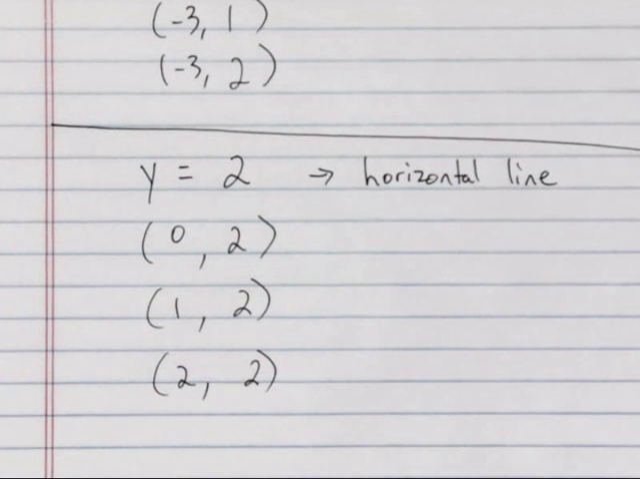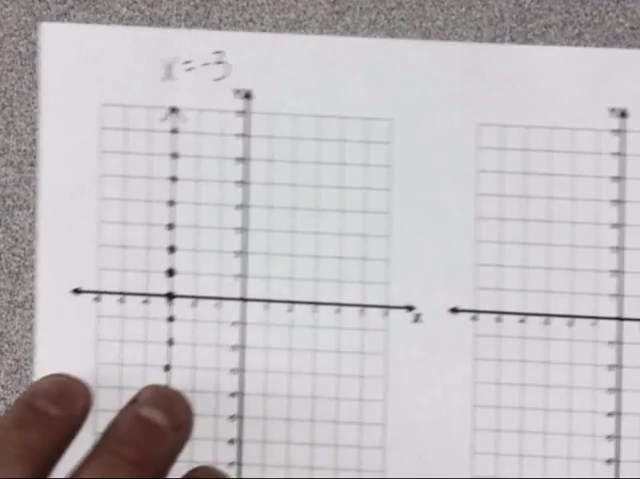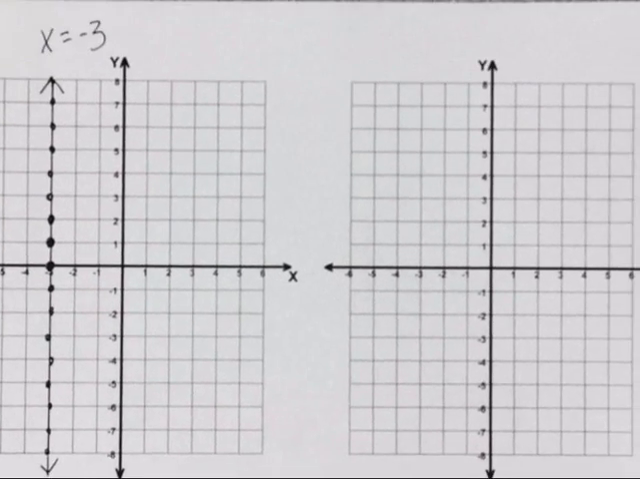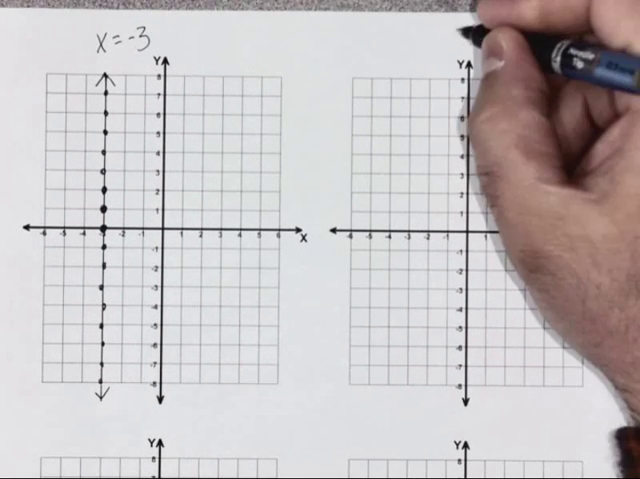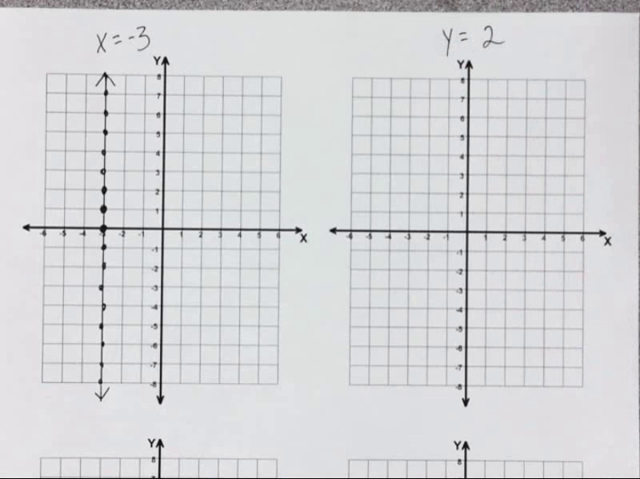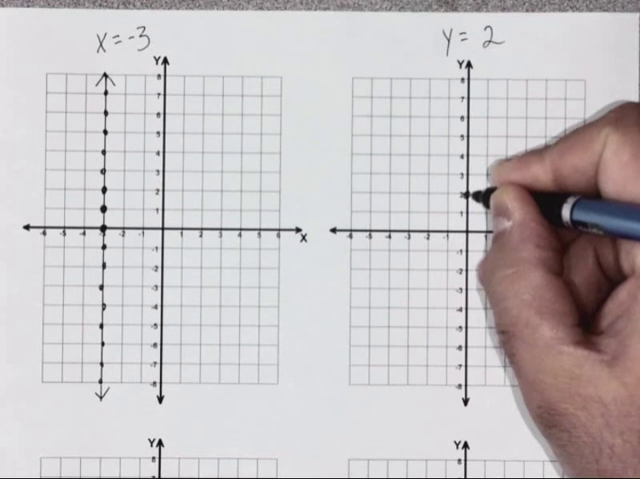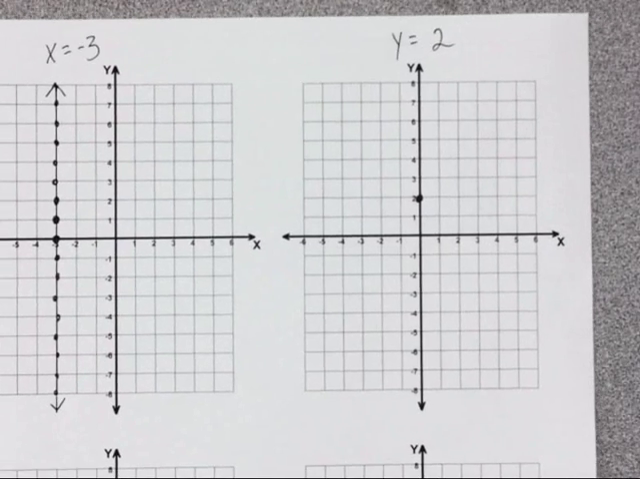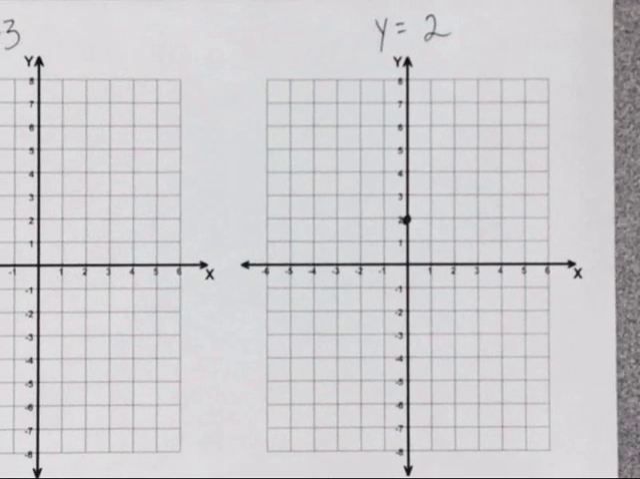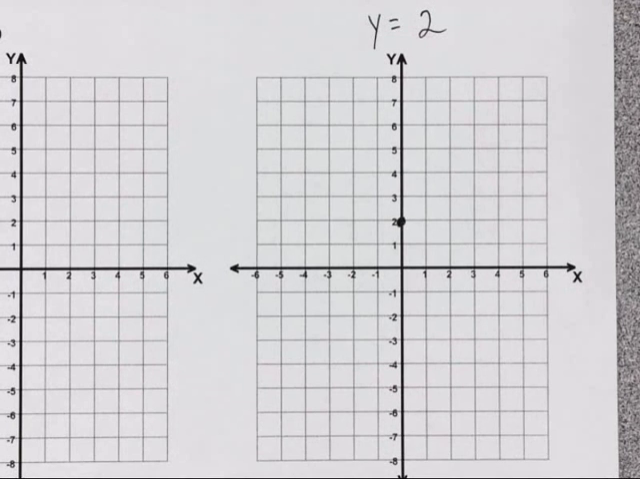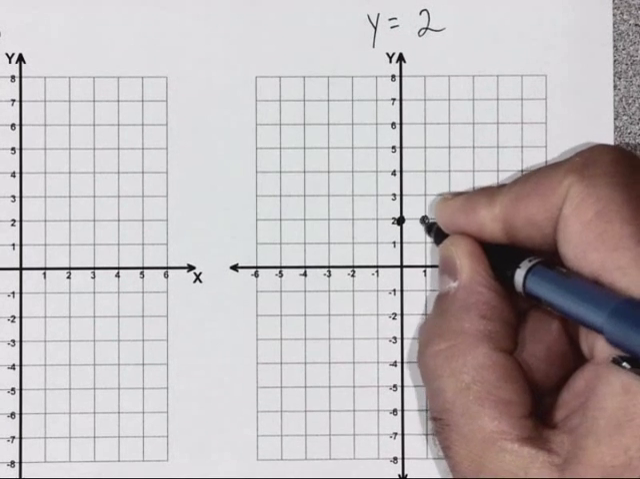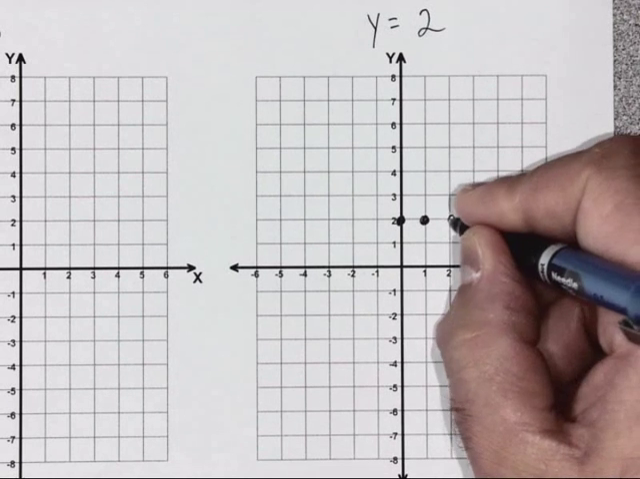Let's see what these ordered pairs look like on a graph. So we've got y equals 2. Here's our point, (0, 2). Let me zoom in here so you guys can see a little better. (0, 2), (1, 2), (2, 2).